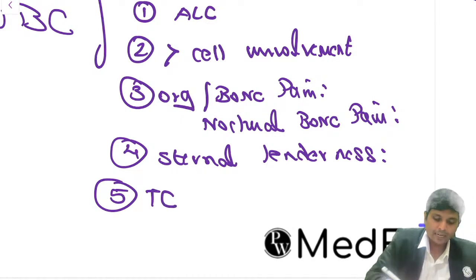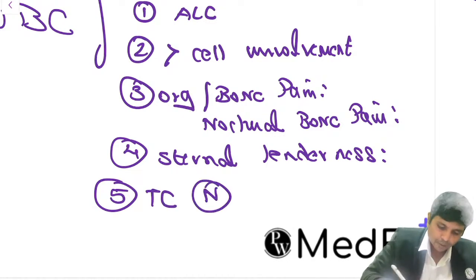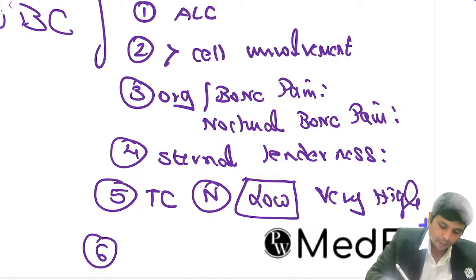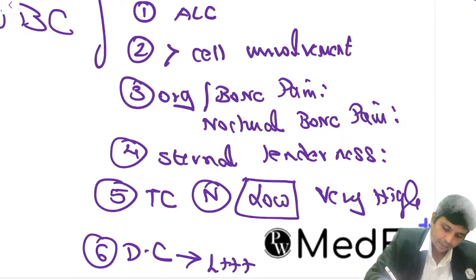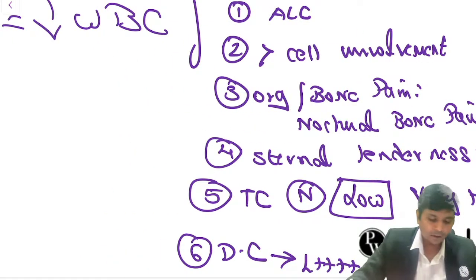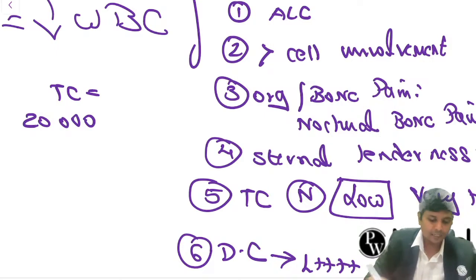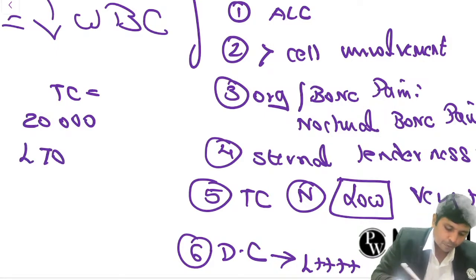Your total count will be like this. It can be normal, it can be low, or it can be very high. But remember your differential count. Your lymphocyte will be very, very high. Your neutrophil will be low. So predominantly your smear will have more of lymphocyte. Let me say total count is 20,000. In that, lymphocyte will be more than 70%, and neutrophil will be 10 to 30%.